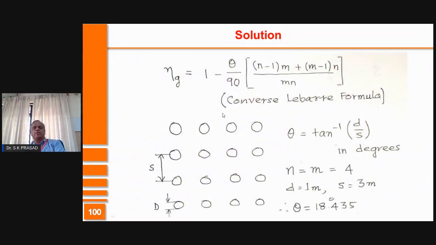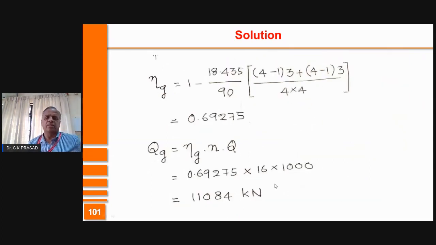So you know this Converse Labarre formula. That's what is given in the problem also. And the piles in plan are arranged like this: 4 in a row and 4 rows. D happens to be the diameter of the pile, equal to 1 meter. S happens to be the spacing, which is equal to 3 meters. Substitute the values of D and S to obtain theta. You get theta equal to 18.435 degrees. Substitute the value of theta and m and n as well, which is equal to 4. And hence, you get the pile group efficiency as 69.3%.